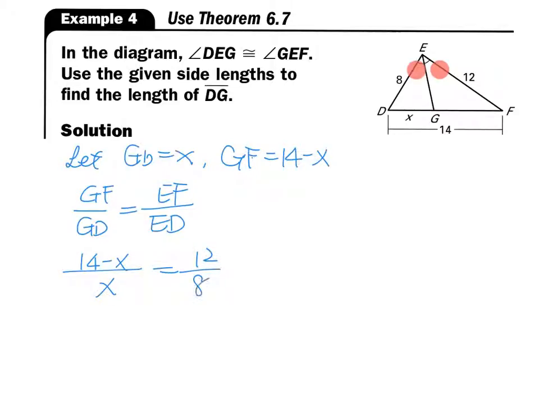Let's see if we can solve this. You cross multiply by the cross product property, you should have 12x equals 112 minus 8x, and your x should come up to be 5.6. Okay, so basically those are all information that help you find which part of the triangle corresponds to and is proportional to which part, and once you get the information, the rest of it is just simple algebra.